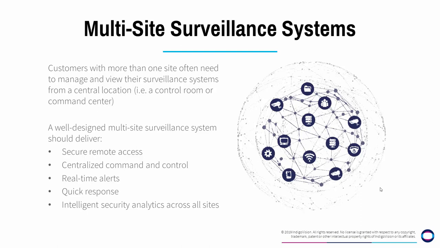So a well-designed multi-site surveillance system should deliver a few critical requirements. First and foremost, secure remote access. So if you have a central command center, monitoring center, control room, something like that, where you've got active operators monitoring the systems, they need to be able to securely access the systems remotely from that central control room. But you also may need to have remote access for systems integrator partners that want to centrally manage the systems, or push a change out to systems at a variety of sites or things like that.